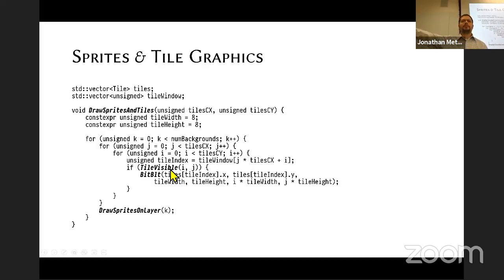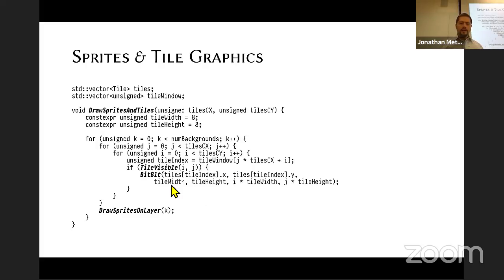So maybe it's clipped off the side of the screen. You don't want to draw it. Or maybe it's just invisible, so it's a transparent tile. Okay, and then you can just BitBlt using the information in the tile information that says, here's where it is located in the source image.